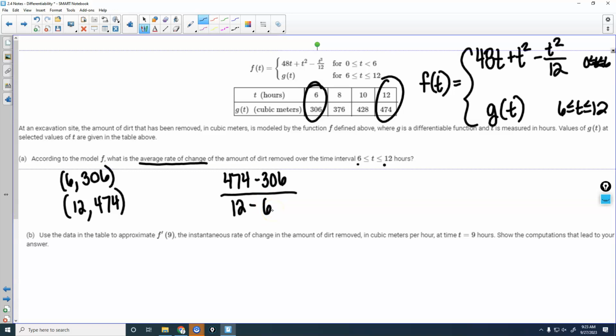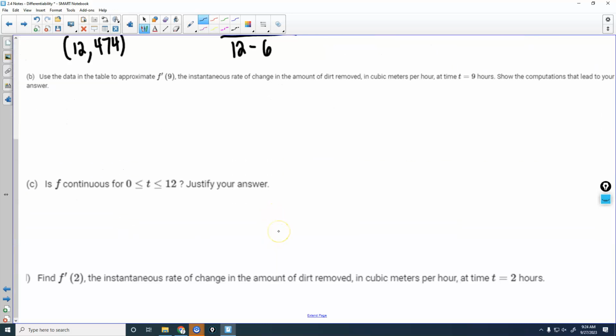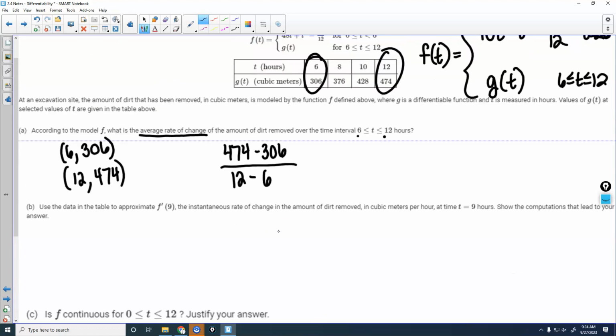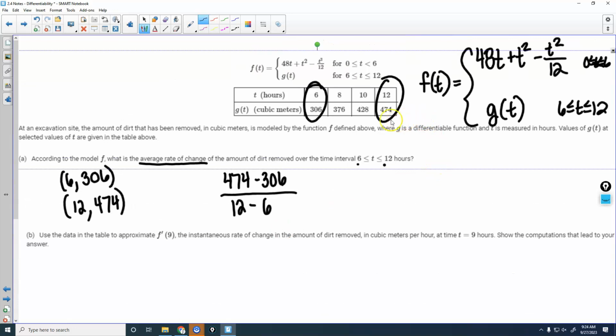Now, on a real test, you can leave it there. You don't have to go any further. Was this one calculator active? I really can't remember. Let me see what it is. We're going to make it calculator active for this. It's not like it's that difficult, but 168 over 6, and you'll get 28.